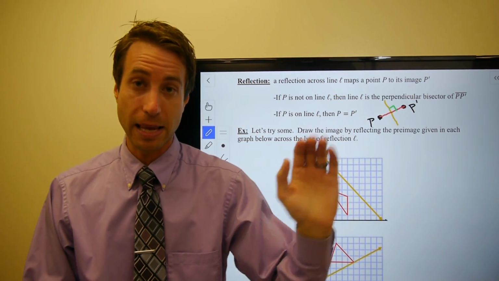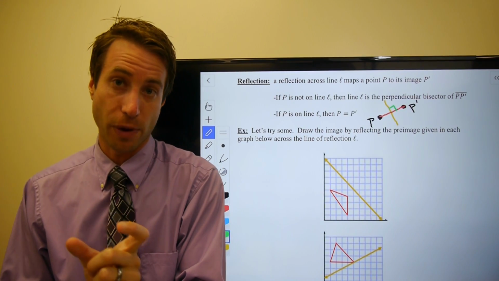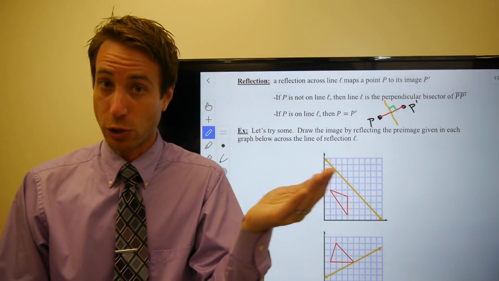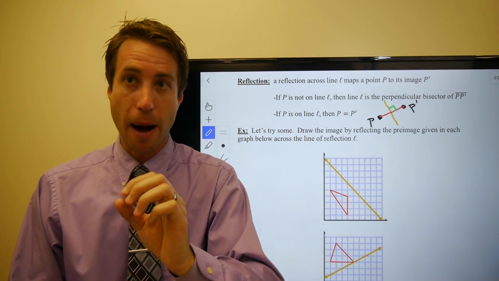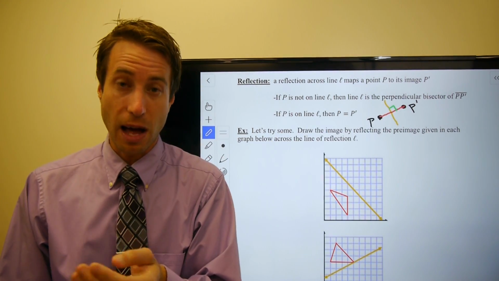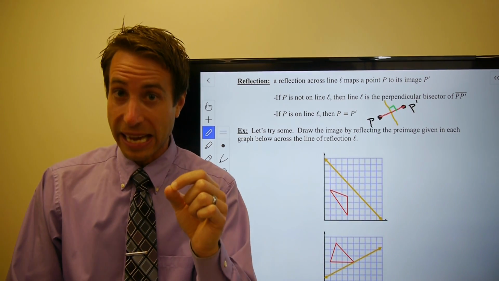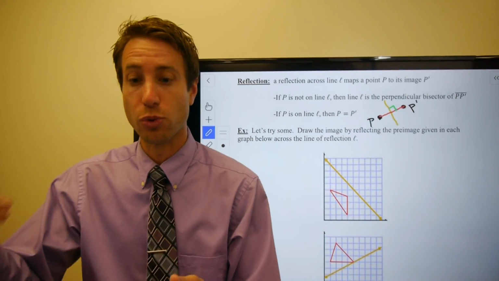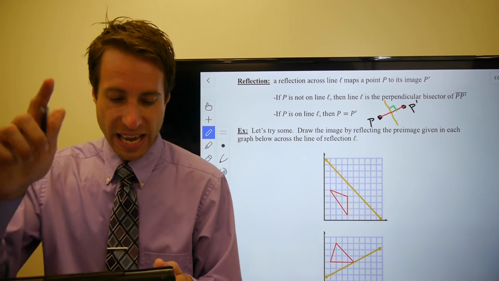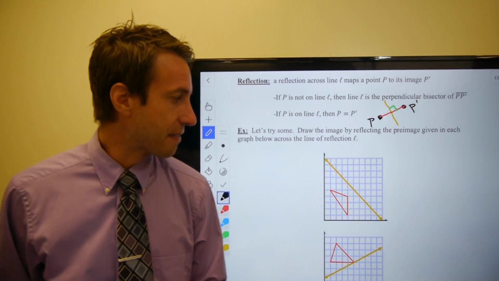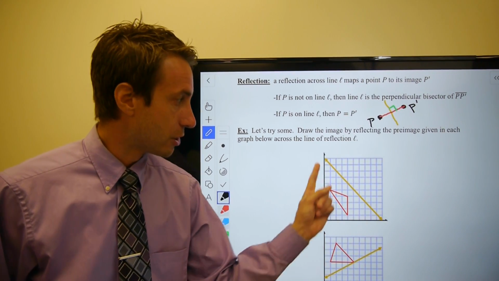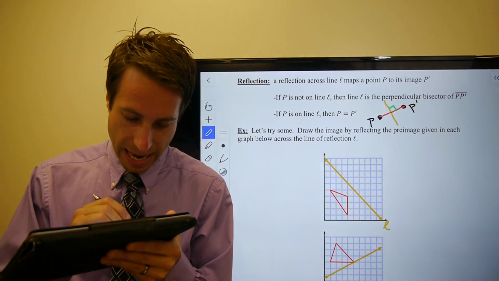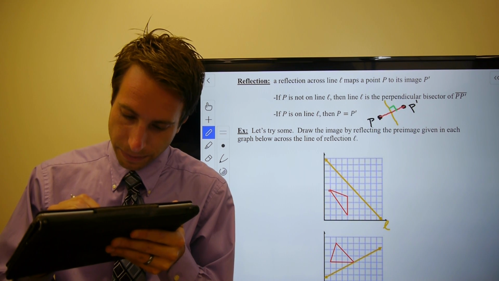When you reflect an image, it'll be the same distance from the line of reflection on the opposite side, and when you connect two like points with a line, it'll intersect the line of reflection at a right angle. They're going to be perpendicular to the line of reflection. Here we go, let me show you how this is going to work. I have given you a pre-image and a line of reflection. Let's call that L, and let's put our points in here.